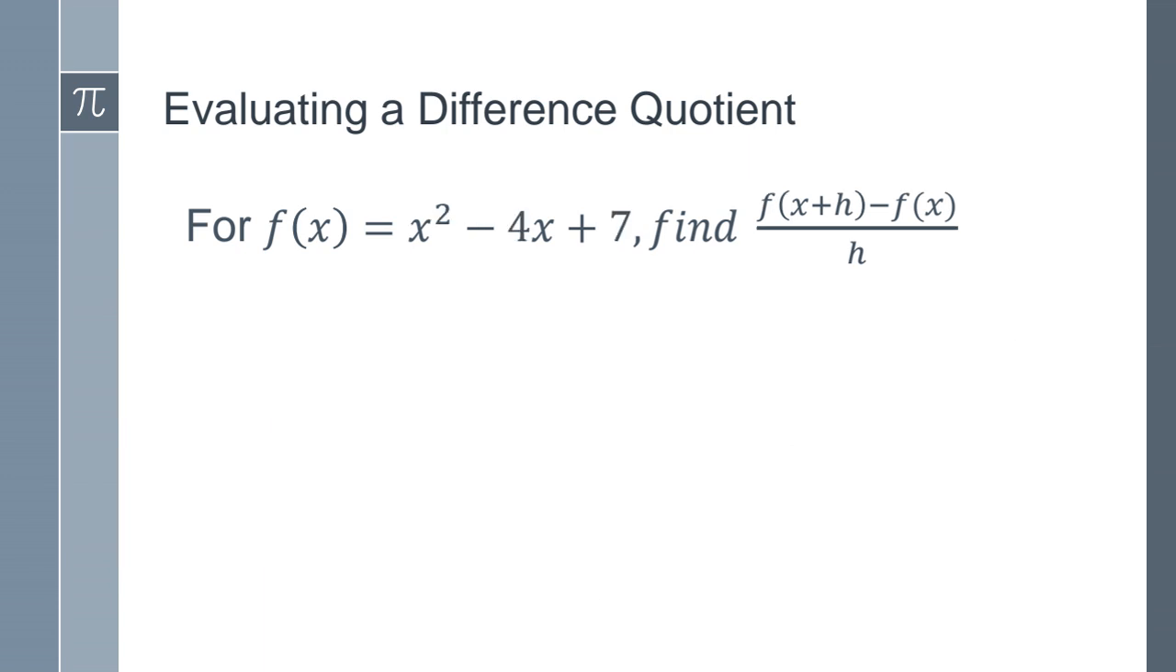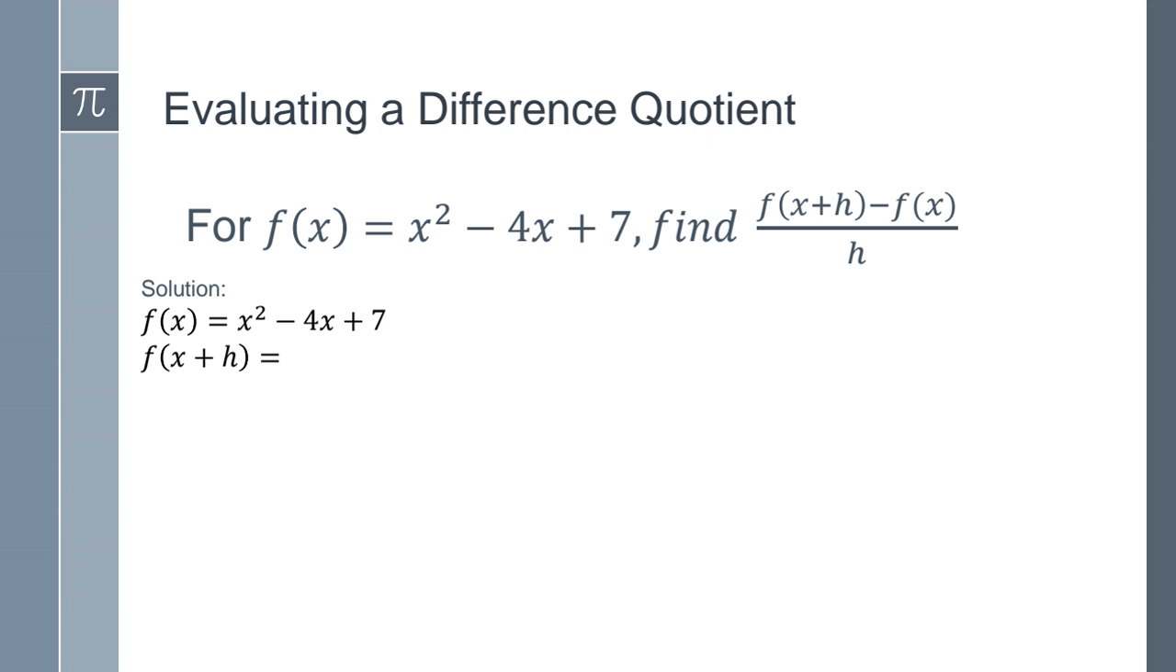Let's do it one more time. Let's do one a little bit more challenging with a trinomial this time. Okay. So we have the given function x squared minus 4x plus 7. And again, they don't tell me, but I know that this is the formula for the difference quotient. They want me to find the difference quotient. So let's do it in pieces. Okay. So first, let's evaluate the function at x plus h.